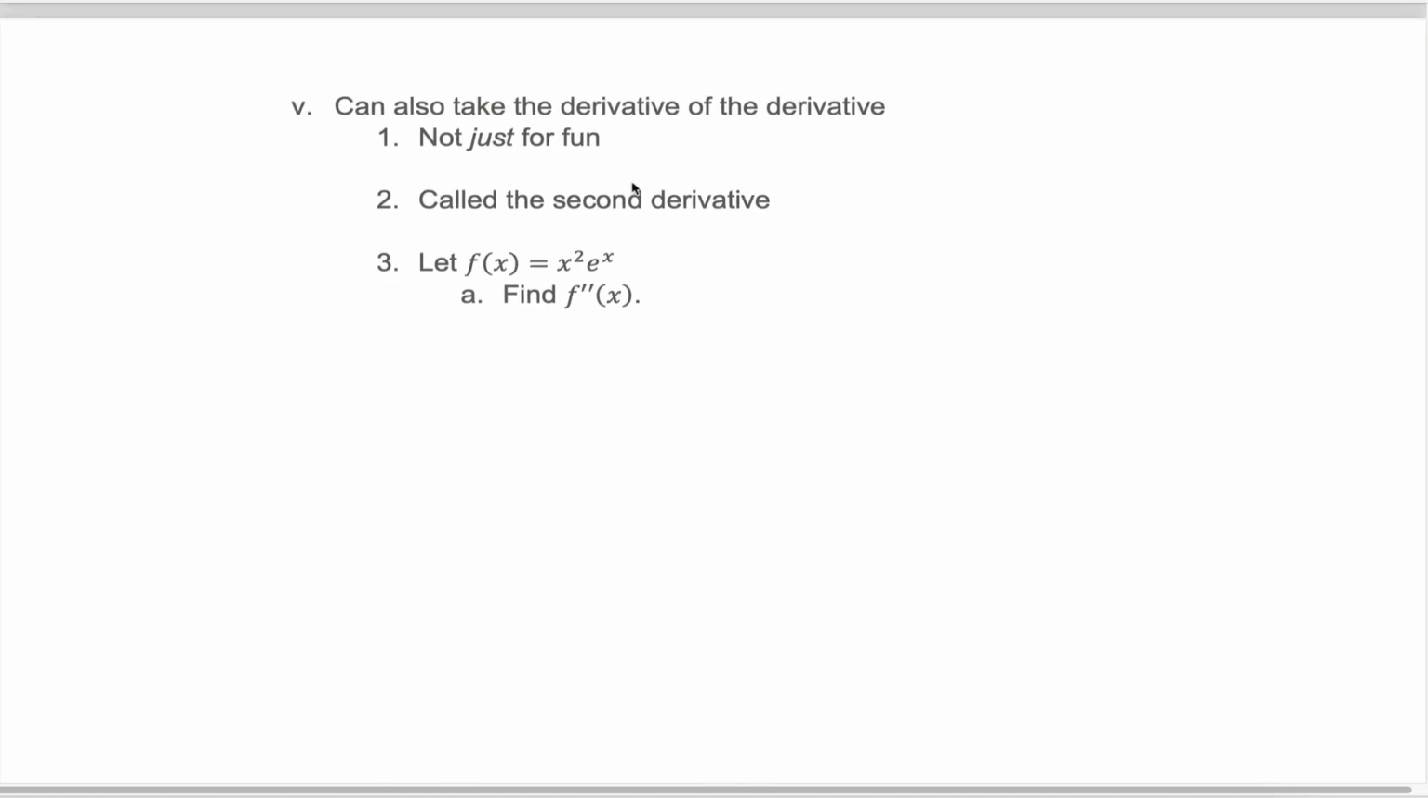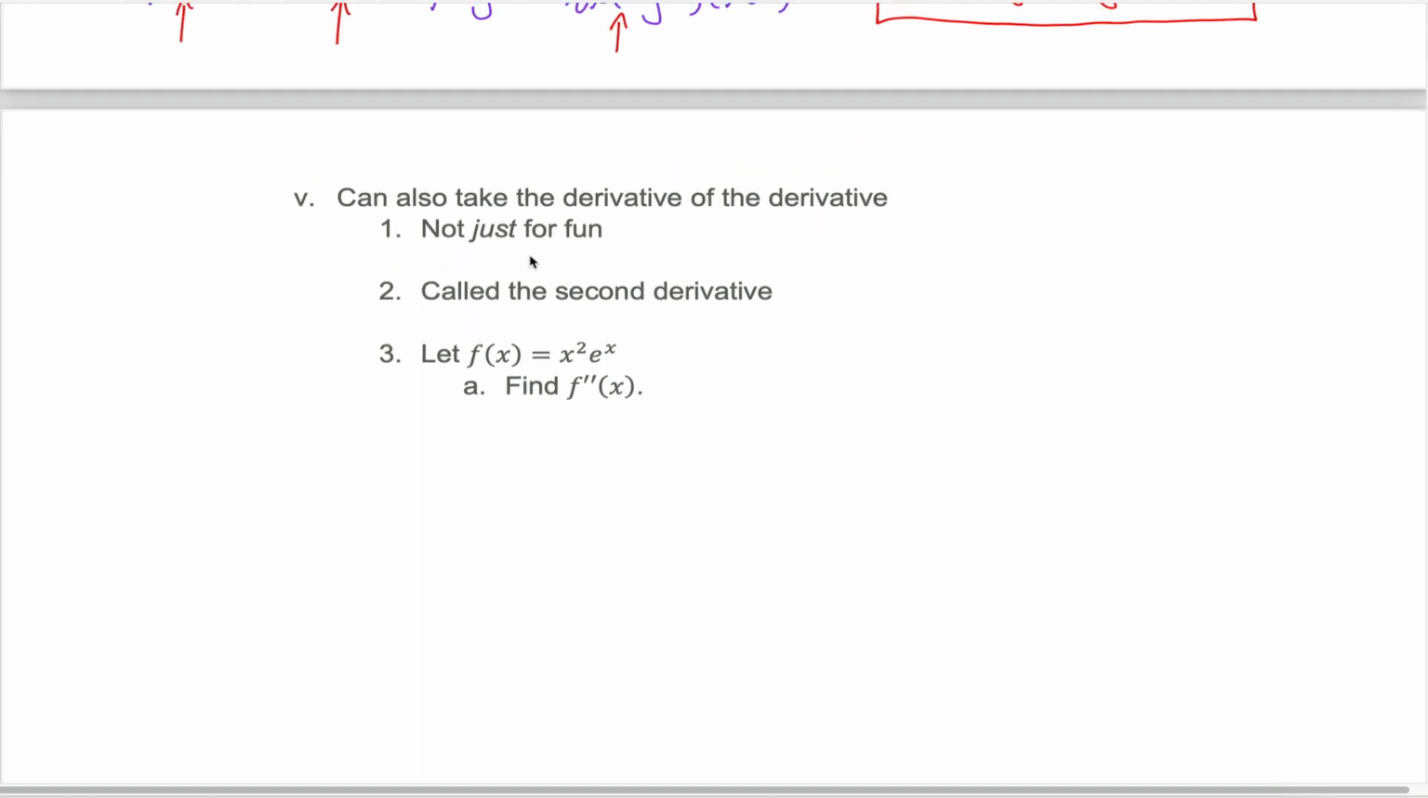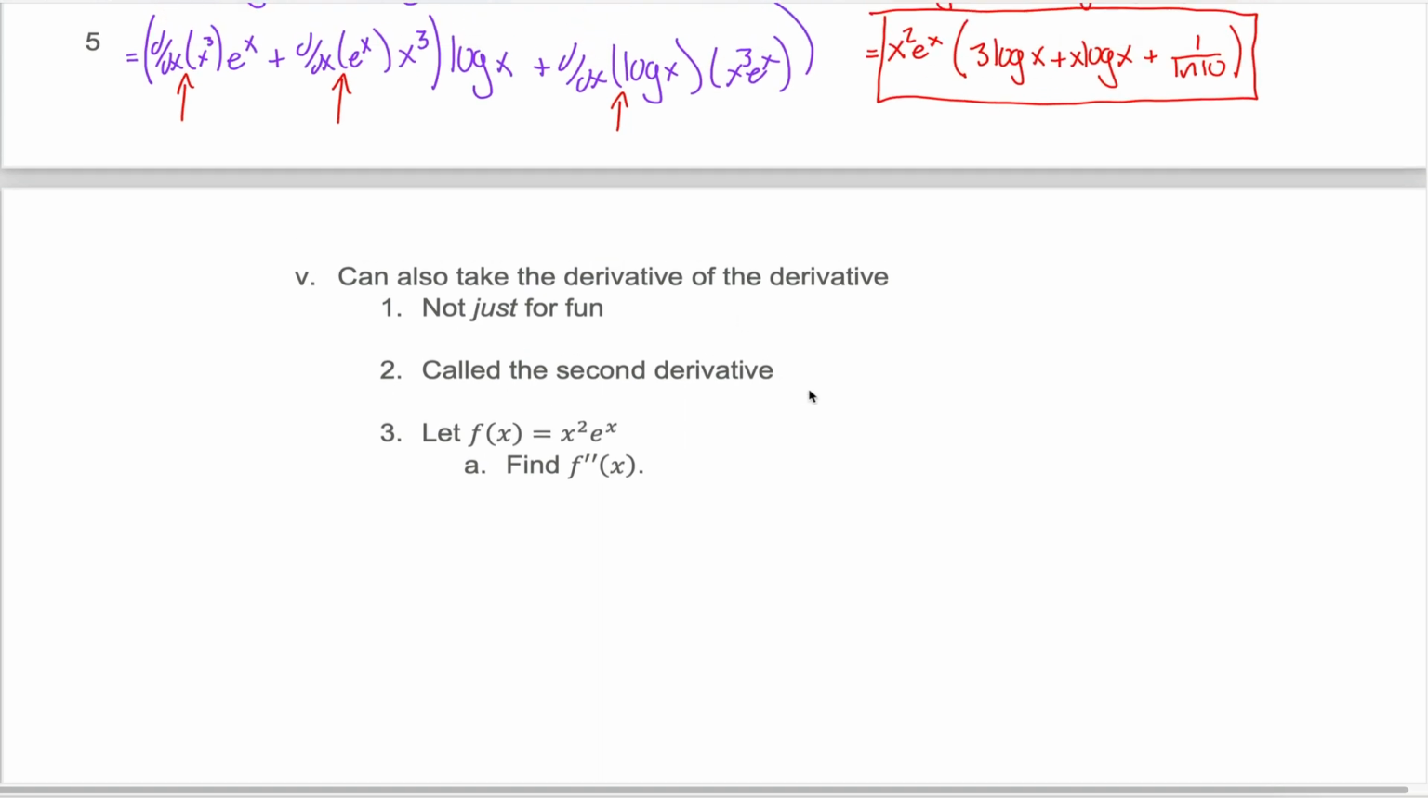The second point is, it turns out you can take the derivative of the derivative. And it's not just something you might do for fun. I know the word fun might be kind of strange to use in this context. It turns out that it has some applications that are really useful. If we think about the derivative as the rate of change, the derivative of the derivative is the rate of change of the rate of change.